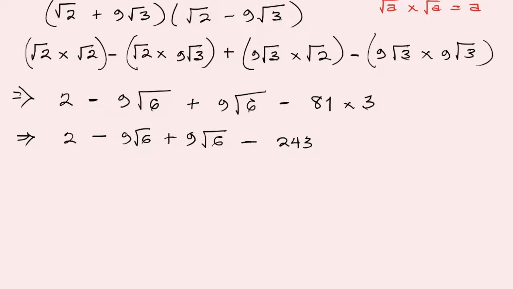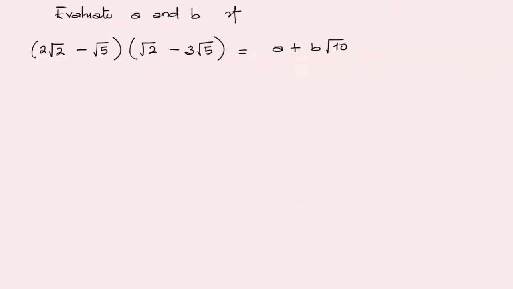But we see that minus 9 root 6 plus 9 root 6 will cancel each other out. It's like saying minus x plus x. It's going to be 0. So this is going to be 2 minus 243. And so our final answer is minus 241.